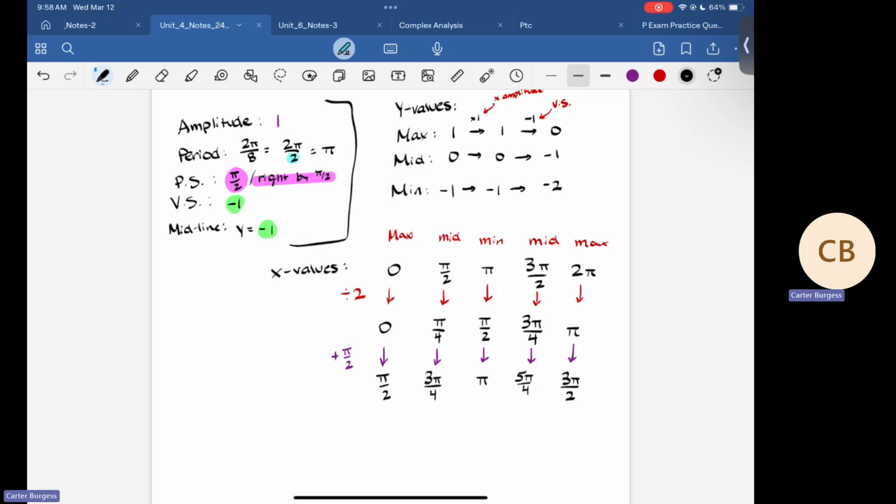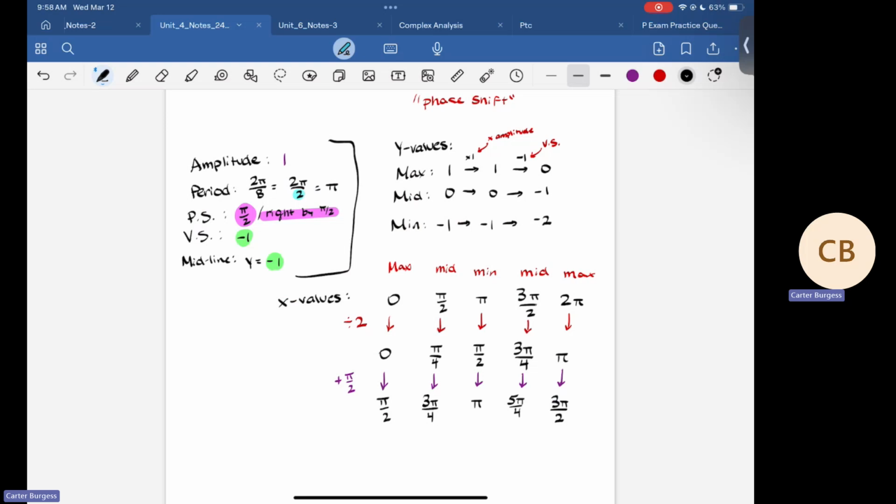Pi over 2 plus 1 pi over 2 plus 1 pi over 2, 2 pi over 2 cancels. Okay, do we feel okay about where I've gotten my x values, where I've gotten my y values? Not horrible. And now we know the pattern. We said cosine follows this pattern. And so we're ready to graph.